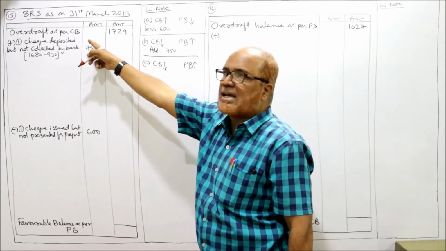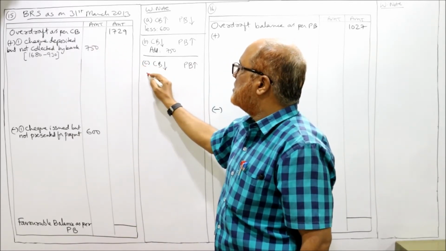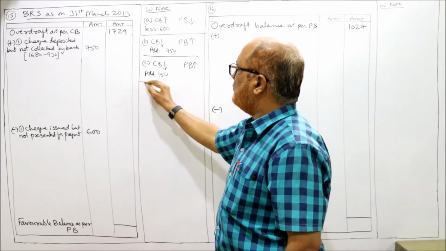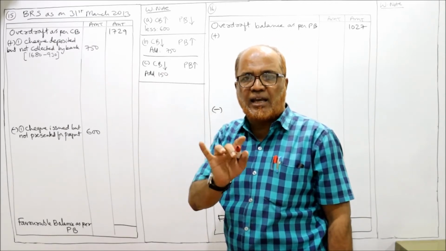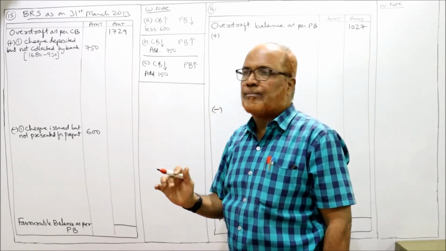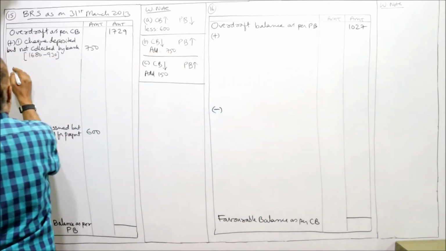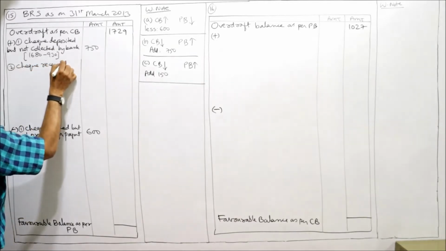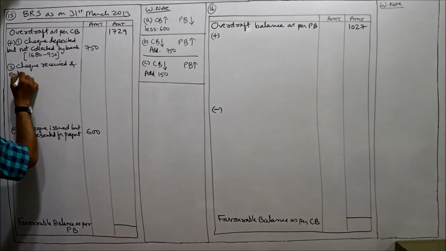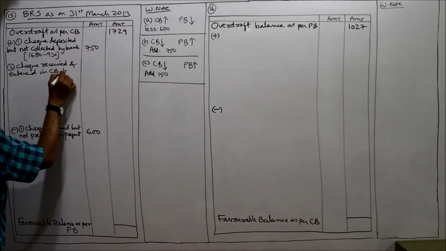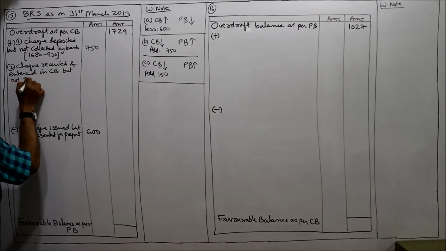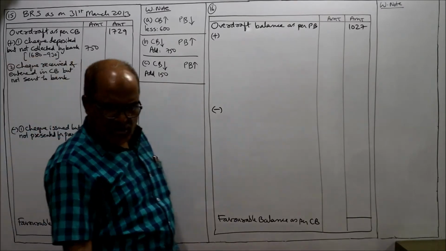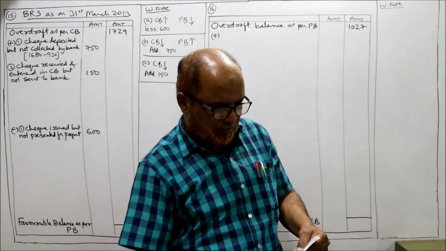Our starting point is cash book. The cash book is showing less balance, so we have to add. How much? 150 rupees. Check received and entered in the cash book but not sent to bank. This is the entry under addition items. The amount is 150. That's all. So this discrepancy also we have completed.